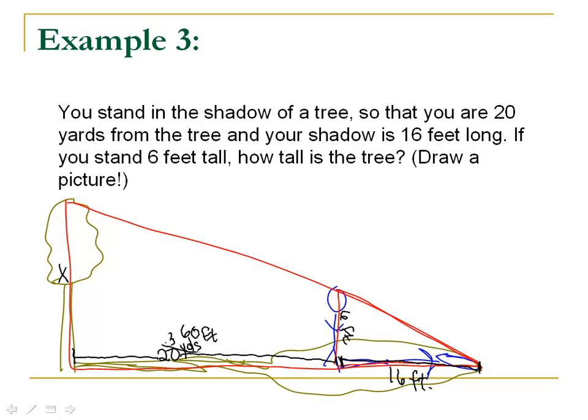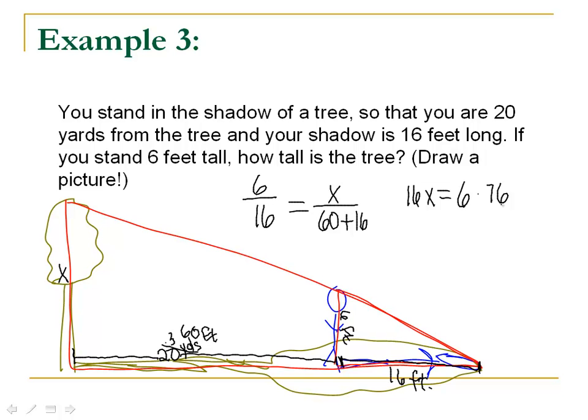The height of the person is 6 feet over their shadow is 16 feet. The height of the tree we don't know, that's x. And the shadow of the tree is the 60 feet, plus you've got to add on the shadow of the person because they're sharing that end part. So it's 60 plus 16, which is 76. So now we can use the cross products property. So I have 16x equals 6 times 76.